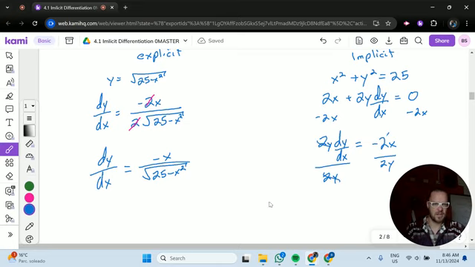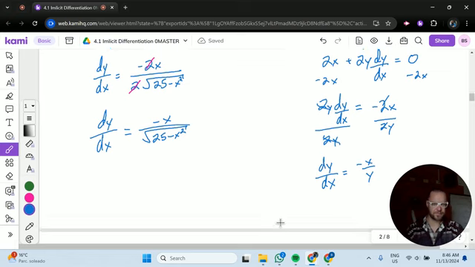And that, of course, cancels here. The 2's are going to cancel here. And so we get that dy dx is equal to negative x over y.